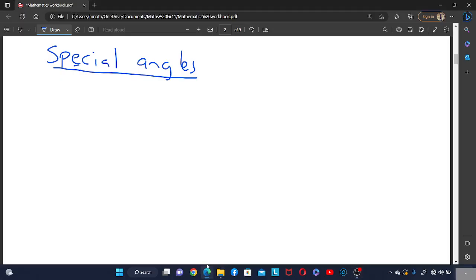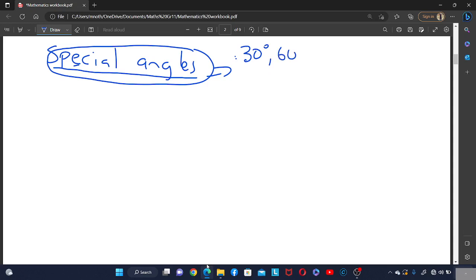Today we are going to focus on the special angles. These are the angles that can be solved without using a calculator. So the first one is 30 degrees, 60 degrees, and 90 degrees. These are the angles that, when we are solving using the trigonometric ratios, we don't need a calculator to solve.